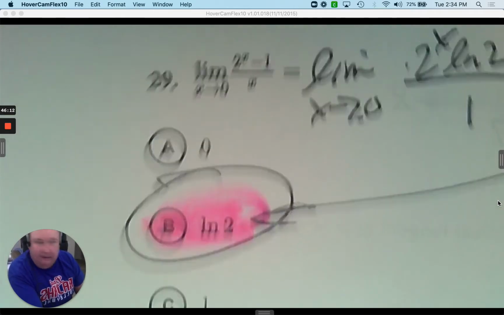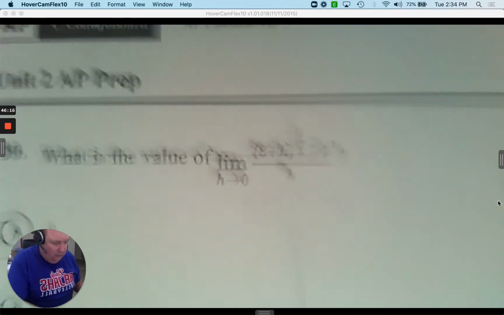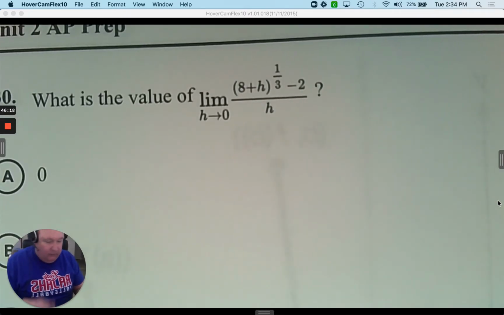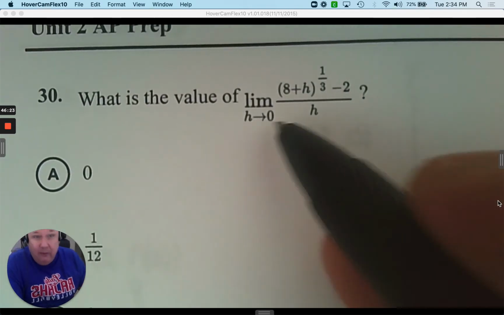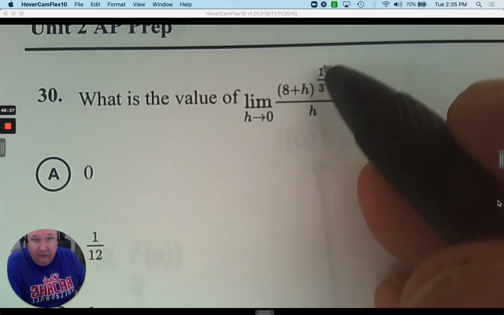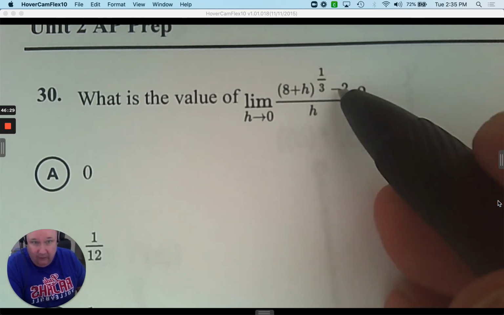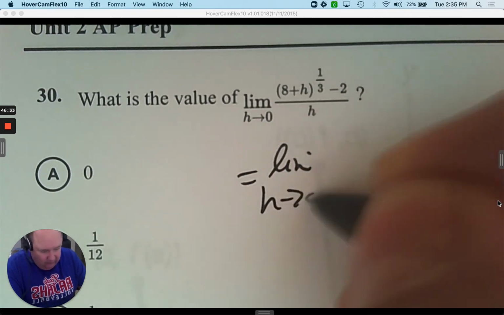Number 30. It's amazing when I'm motivated that I can actually get through these questions quickly. You can, of course, press pause and try them first. That's the best. Evaluate this limit as h approaches 0. So first evaluate. 8 to the 1/3 is 2. Take away 2. This is indeterminate. So we're going to use L'Hopital's rule here.